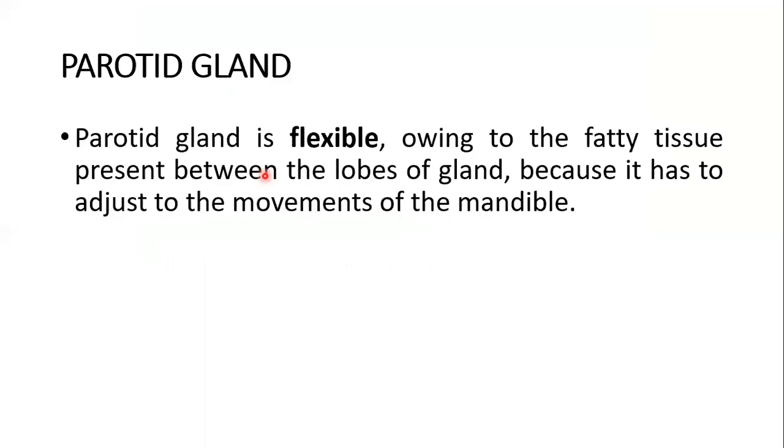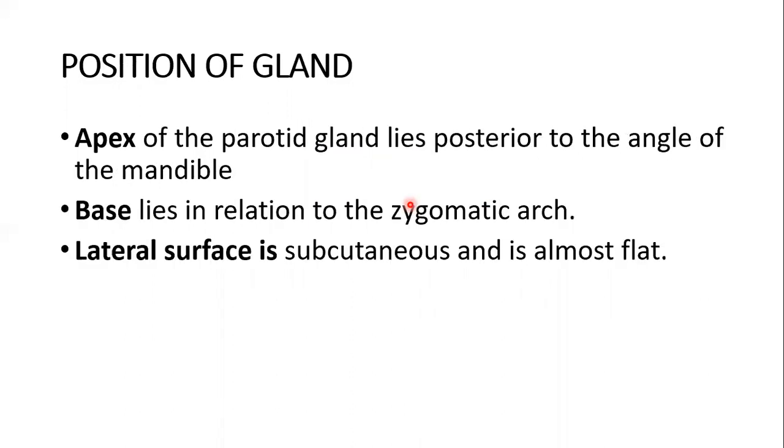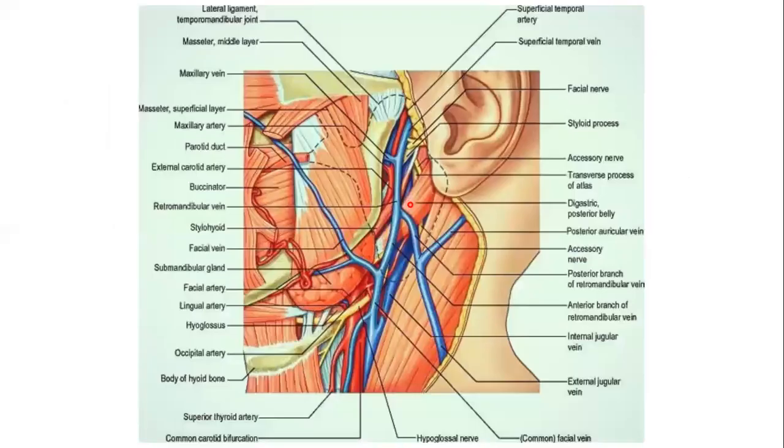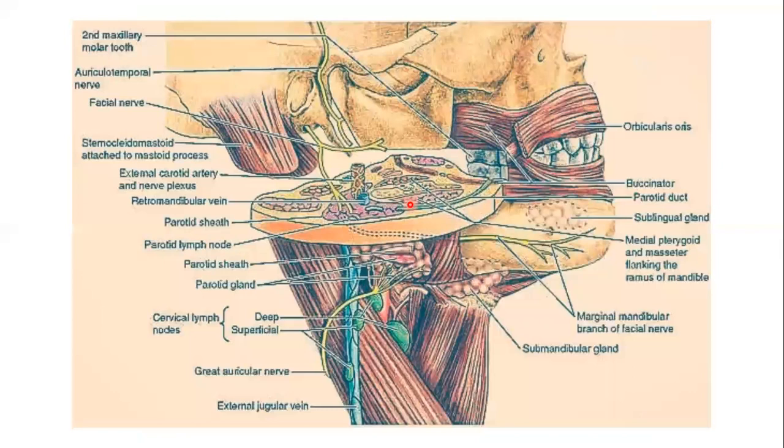And so a word about the parotid gland is that it is flexible because it contains fatty tissue present between the lobes of the gland. Why is it flexible? Because it has to adjust to the movements of the mandible. So this is, I told you, apex, base, and the lateral surface, which is subcutaneous and is almost flat. You could see again. This is I discussed with you the important points over here, which I wanted to discuss.